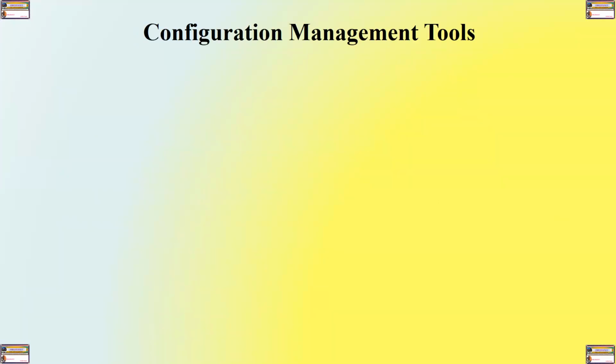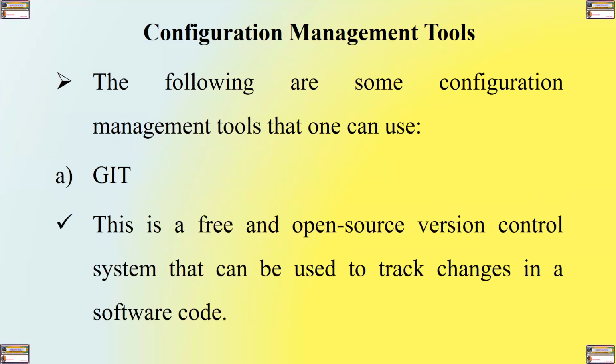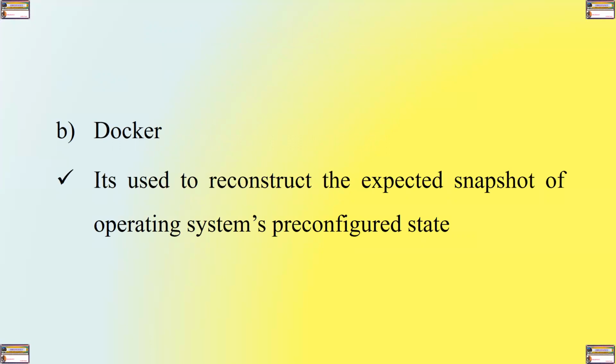So, what are the configuration management tools? The following are some of the configuration management tools that you can use while configuring your software. Number one is Git. This is a free and open source version control system that can be used to track changes in software code. Number two is Docker. It is used to reconstruct the expected snapshot of an operating system's pre-configured state.